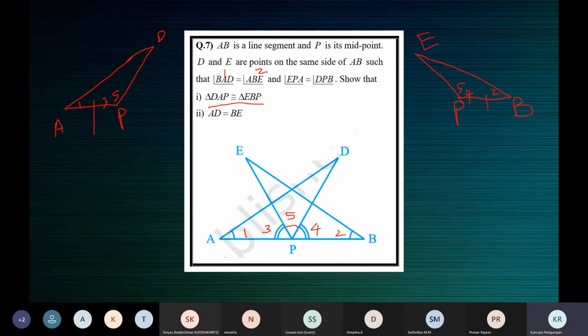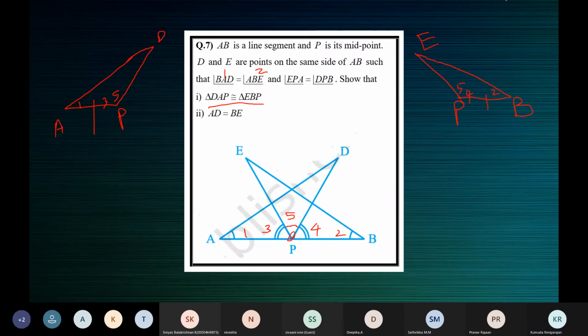Then it's given that P is the midpoint of AB. P is the midpoint of AB. That means AP is equal to BP. AP of the first triangle is equal to BP of the second triangle. AP is equal to BP.